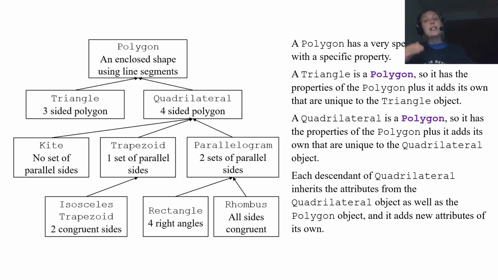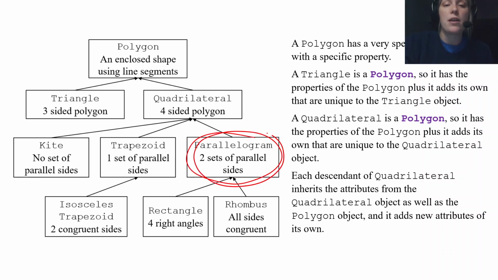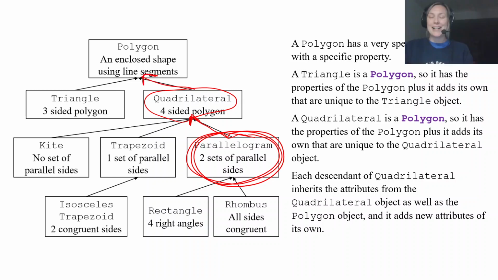And then from there, each descendant of that quadrilateral inherits attributes from quadrilateral as well as polygon and adds new attributes of its own. So for example, our parallelogram, right? Our parallelogram has two sets of parallel sides. It also has all of the properties of a quadrilateral, and then it also has all of the properties of a polygon, right? Because a parallelogram is an enclosed shape using line segments. A parallelogram does have four sides, right? And then it adds its own properties.